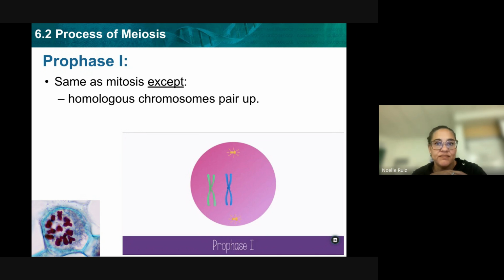So we have the little cartoon, the little GIF of prophase 1. And then on the bottom left, that's what it actually looks like under the microscope. And those are the pictures that I gave you to draw, because those are the pictures that are actually going to be on your quiz and your test. The ones that you look for under the microscope.